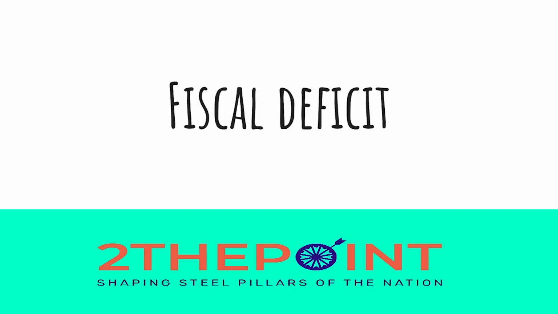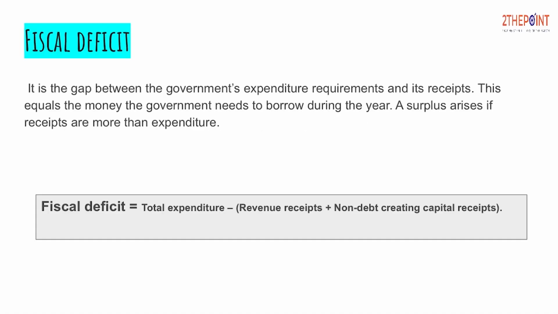In this video we will understand a very common problem that is faced by most of the economies of the world, that is fiscal deficit. Now starting with the definition of what fiscal deficit is, it is the gap between the government's expenditure requirements and the receipts. So fiscal deficit gives us the difference between the money that is incoming to the government and that is outgoing from the government.